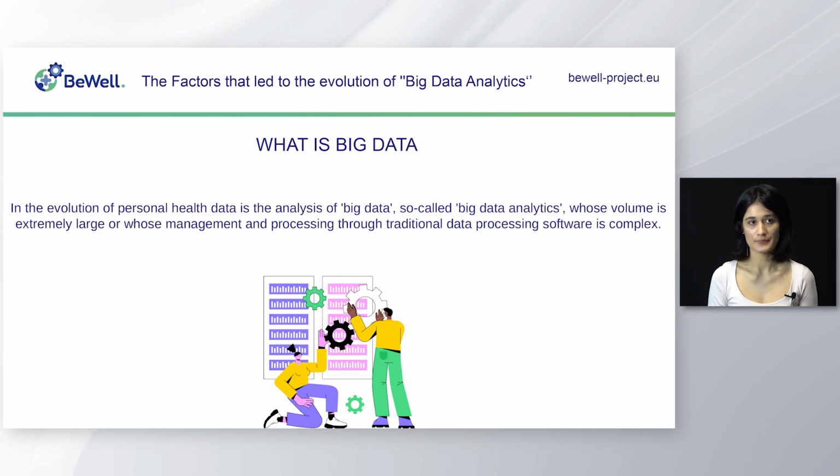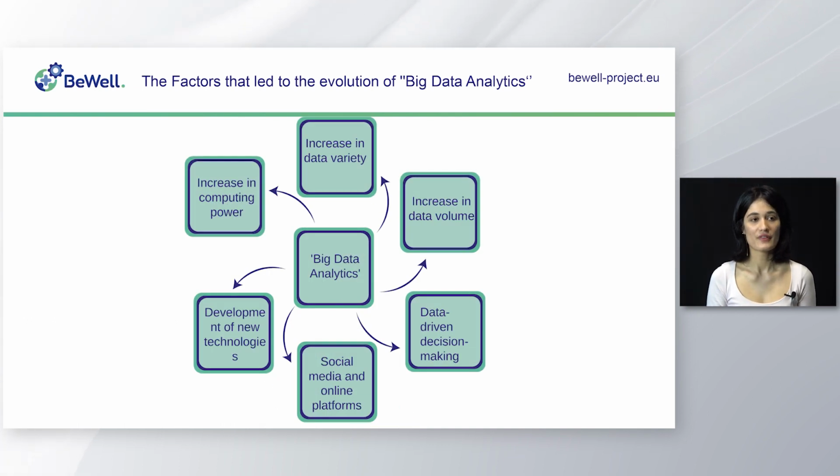What is big data? Big data in the evolution of personal health data is the analysis of big data, so-called big data analytics, whose volume is extremely large or whose management and processing through traditional data processing software is complex. The factors that led to the evolution of big data analytics.